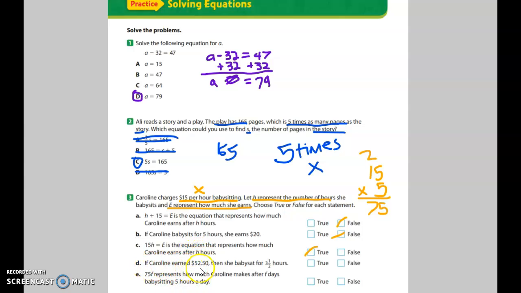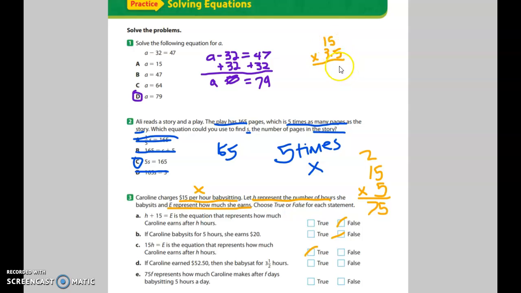If Caroline earns $52.50, then she babysat for 3.5 hours. We can see if this is true by using the equation. So our equation, I'm going to do it up here, but it's in orange so that it's different from this purple, just so you know. So we have 15 times 3.5. Remember that when I'm multiplying decimal values, I don't need to line up my decimals. They don't matter. You take them out and then you put them back in. So in my answer, I'm going to have one value behind my decimal.